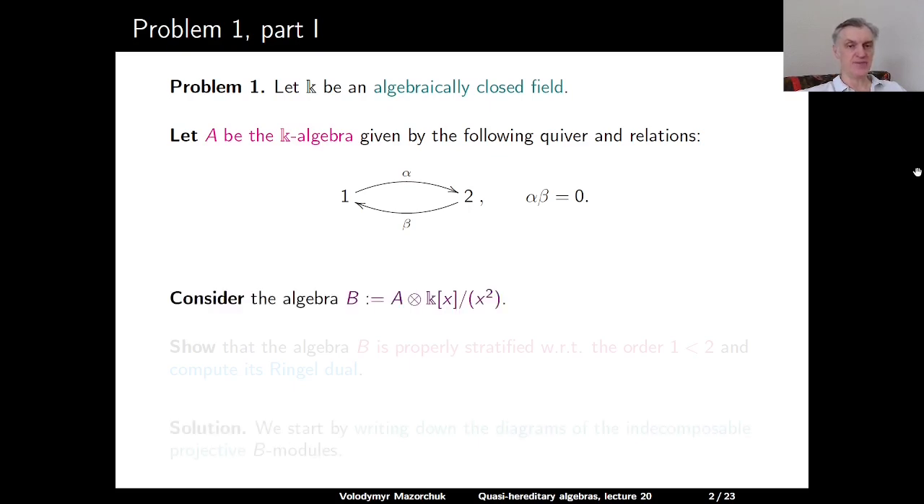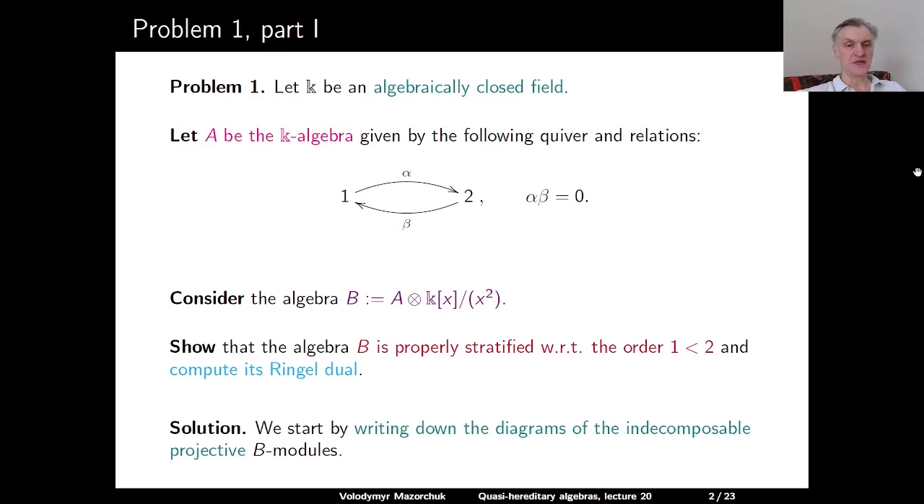Consider the algebra B given as a tensor product of A with the algebra of dual numbers. Recall that the algebra of dual numbers is a quotient of the polynomial algebra k[x] modulo the ideal generated by x squared. Show that the algebra B is properly stratified with respect to the order 1 smaller than 2 and compute its linear dual. Solution. We start by writing down the diagrams of the indecomposable projective B modules.